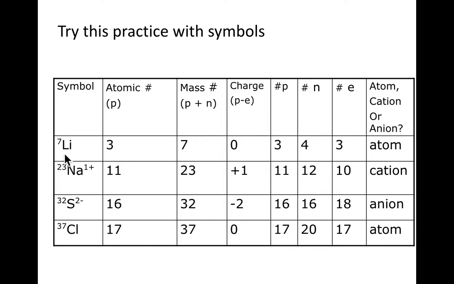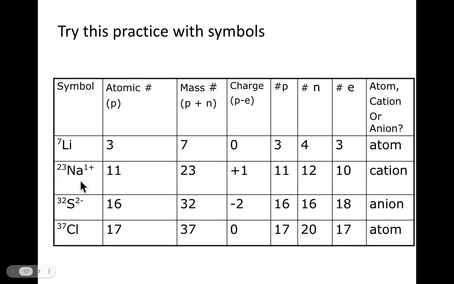So this first one is lithium 7. If you look on the periodic table, you'll notice that its atomic number or number of protons is 3. The mass number from this symbol is a 7. Okay, we're not getting it from the periodic table, we're getting it from the symbol itself because we know they're different isotopes. The charge, because there's nothing here, is 0. Now, atomic number is number of protons, so that's going to be 3. The mass number is protons and neutrons, so 3 plus 4 is 7. And then the number of electrons, since it's neutral, has to equal the number of protons. So this is just an atom.